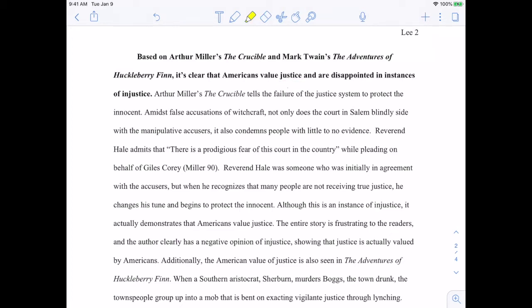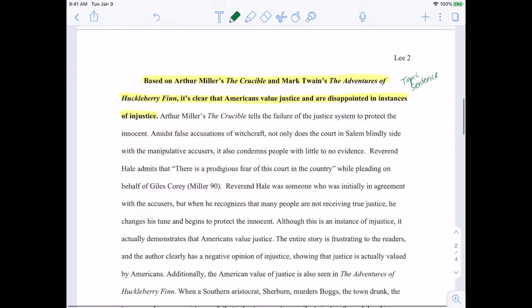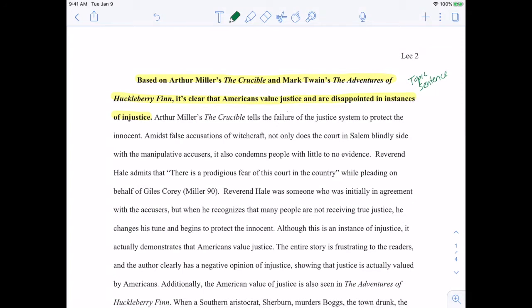So the first thing we see, of course, is the topic sentence. I'm going to highlight that in yellow real quick so we can see it. Okay, so the sample topic sentence says, based on Arthur Miller's The Crucible and Mark Twain's The Adventures of Huckleberry Finn, it's clear that Americans value justice and are disappointed in instances of injustice.